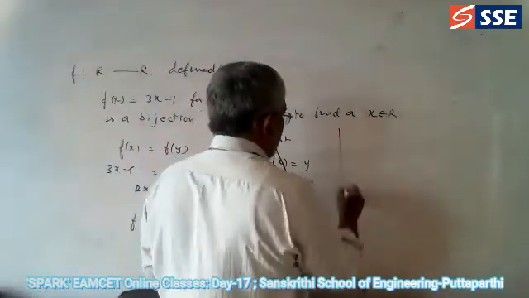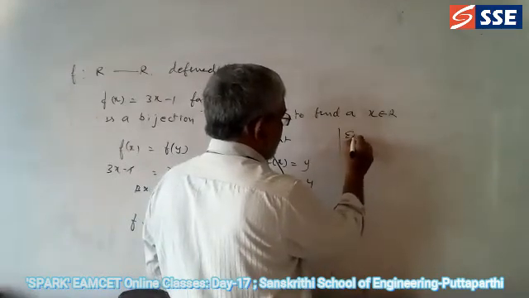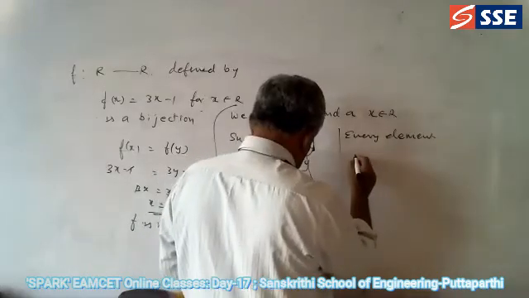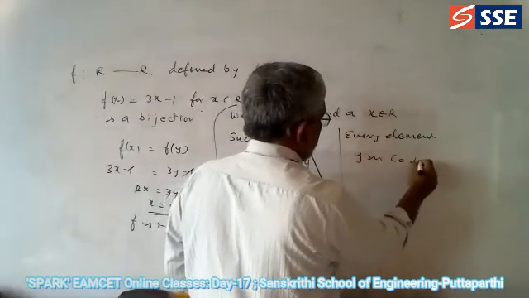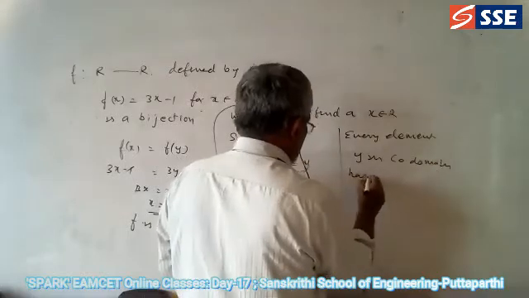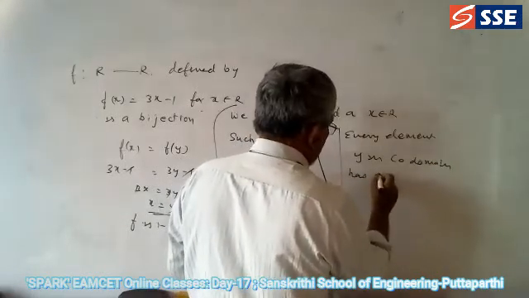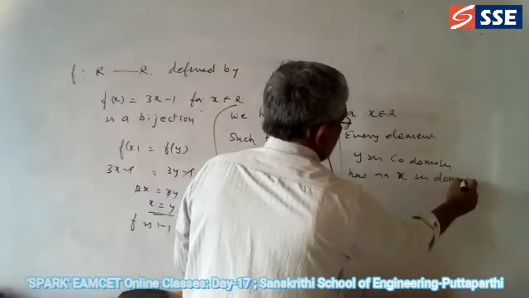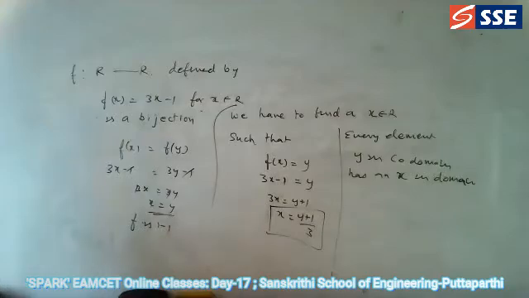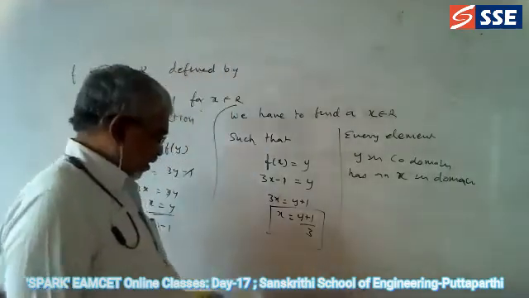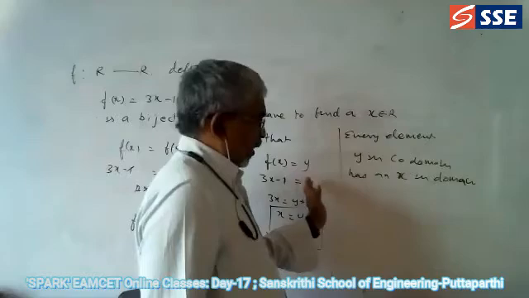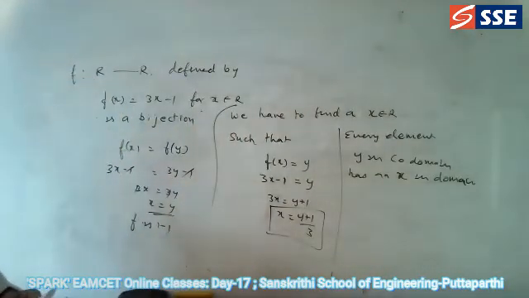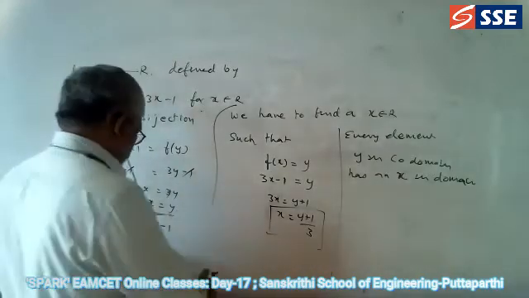Hence, what is the meaning? Every element y in codomain has an x in domain. It is a very simple meaning: every element in codomain has an x in domain. So every element this side has an element x in this side. That is what we are having. So f is onto. We have proved f is onto.